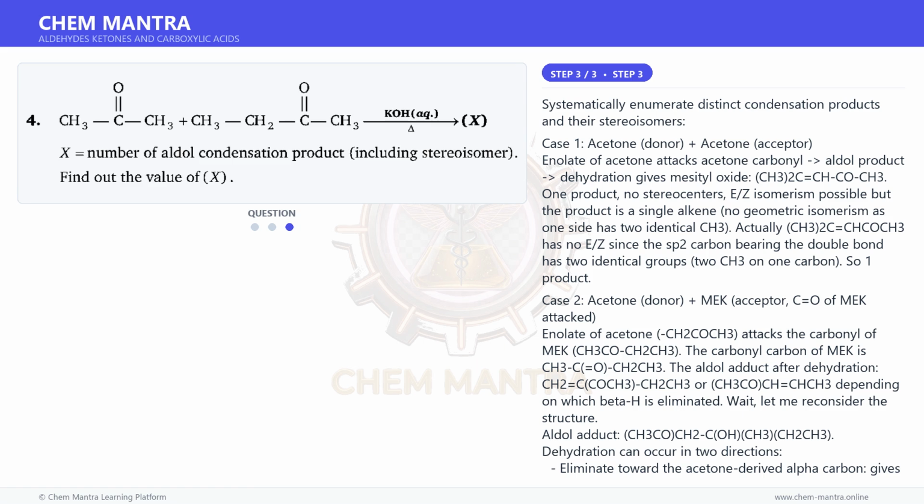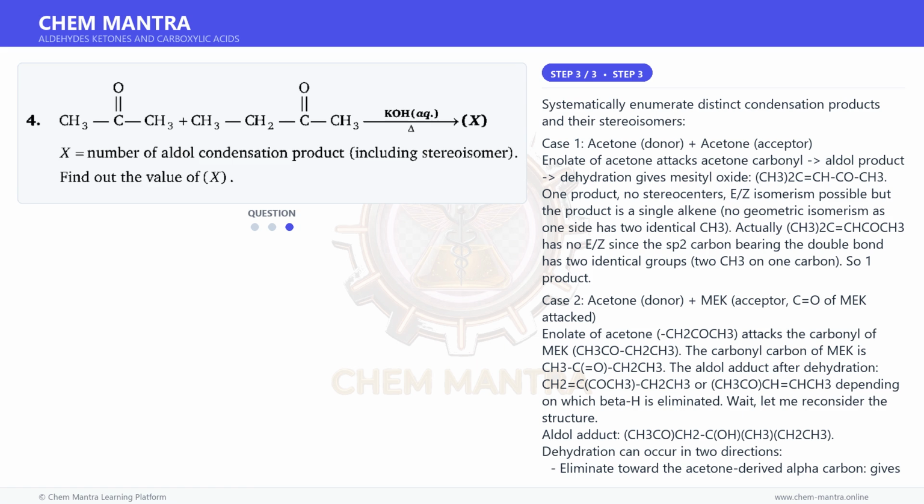Dehydration options. A. Eliminate H from the alpha carbon on the acetone side, CH2, and OH, which gives CH3CO-CH=C(CH3)CH2CH3. This alkene has E/Z isomerism, 2 stereoisomers. B. Eliminate H from the ethyl group, CH2CH3, and OH, which gives CH3CO-CH2-C(CH3)=CHCH3. This also has E/Z isomerism, 2 stereoisomers. So case 2 gives 4 products.